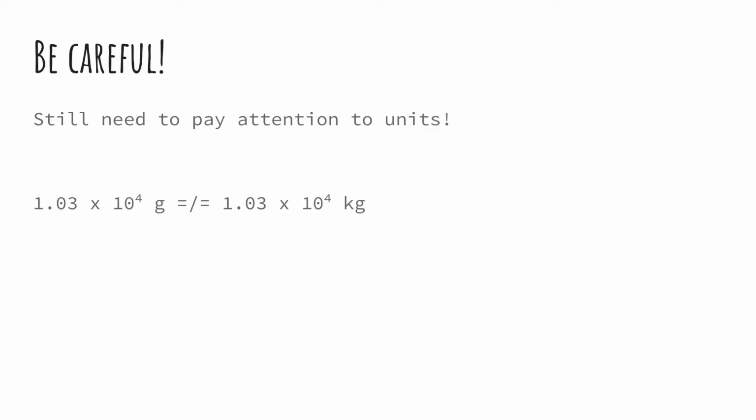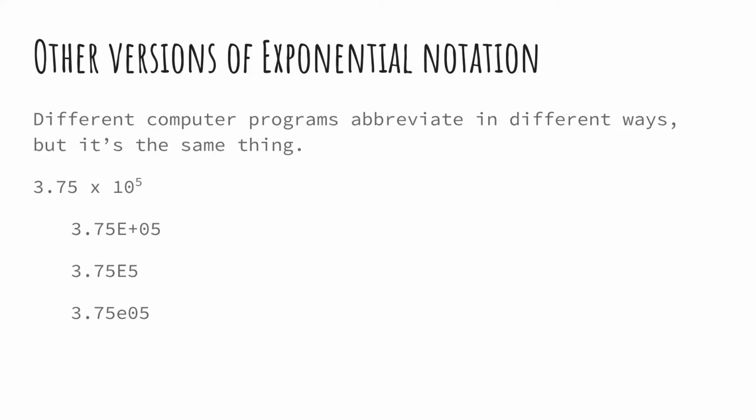You still need to pay very careful attention to your units with this, okay? Because, like I said, perfectly flexible, you can mix and match your prefixes all you want to, and people frequently do. So pay attention to your units. Make sure it's apples to apples, oranges to oranges, right? Because 1.03 times 10 to the 4th grams is still going to be 1,000 times smaller than 1.03 times 10 to the 4th kilograms. So, be careful. Pay attention to your units. You'll be okay.